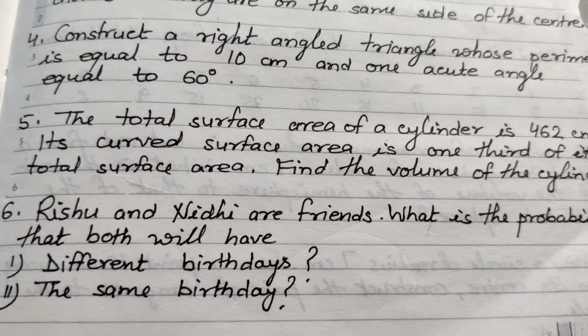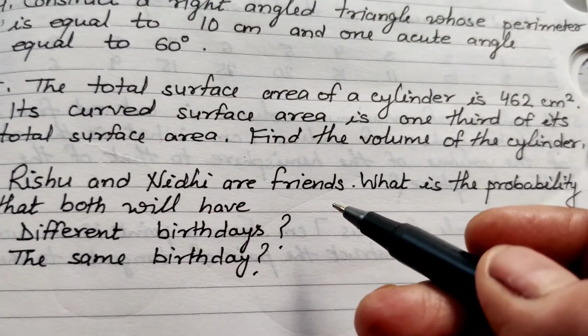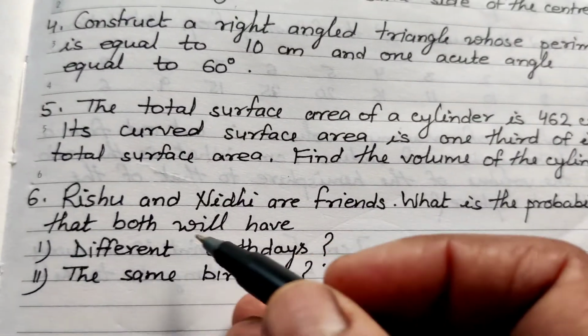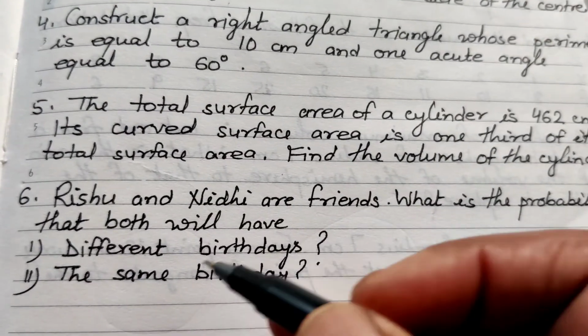The last question is from probability. Rishu and Nidhi are friends. What is the probability that both will have different birthdays and the same birthday?